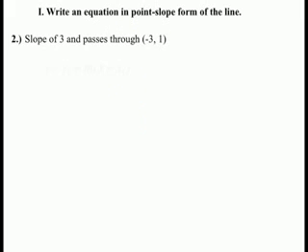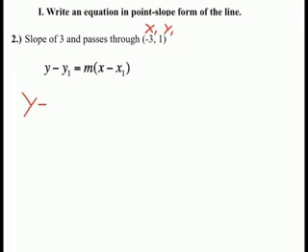So we have to write an equation in point-slope form of the line that passes through the point -3, 1 and has a slope of 3. Well, our equation, y minus y1 equals m times the quantity x minus x1. We have the slope of 3 and our point -3, 1, which is x1 and y1. Now we substitute that in, so we have y minus 1 equals 3 times the quantity x minus -3.